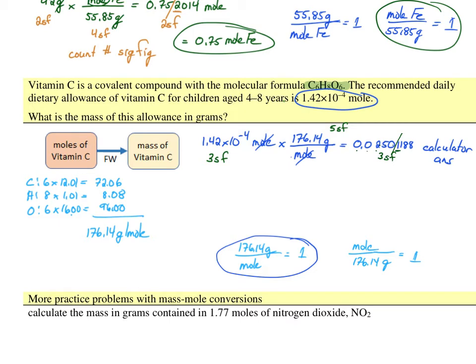The first number we drop is 1, which means we round down. That 1 is less than 5, so we drop all of those digits. Our final answer is therefore 0.0250 grams.